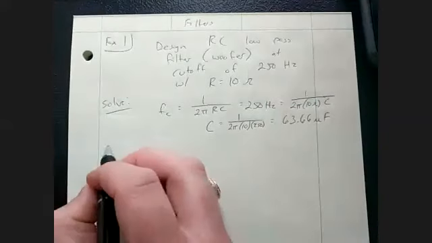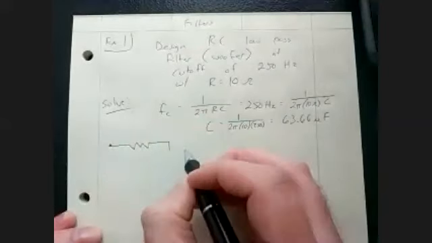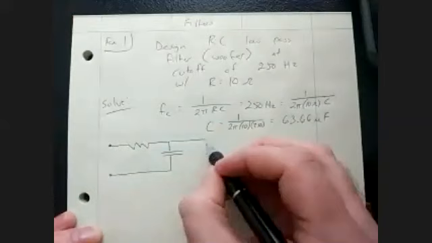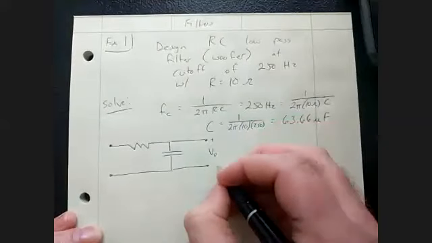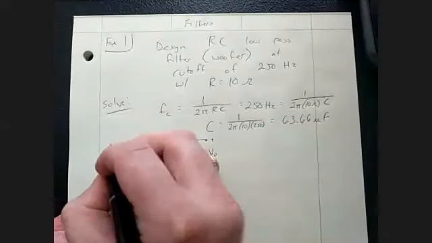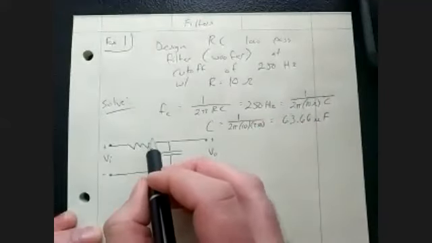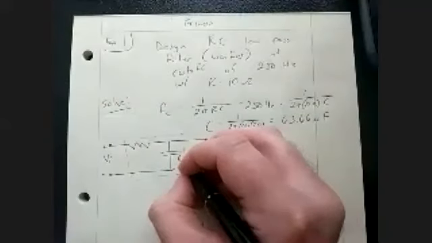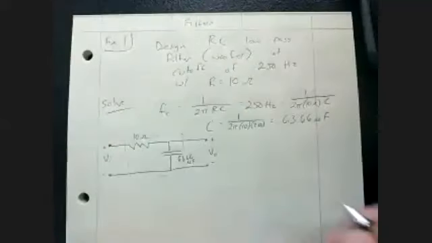So if I needed to design it, I said every single low pass filter looks the same, with a resistor in series and a capacitor in parallel across. Here is my output voltage. Here is my input voltage. We said we could have a source here and a load here. And here's the filter, what's inside of the box. So this right here is a 63.66 microfarad capacitor, and this is a 10 ohm resistor.